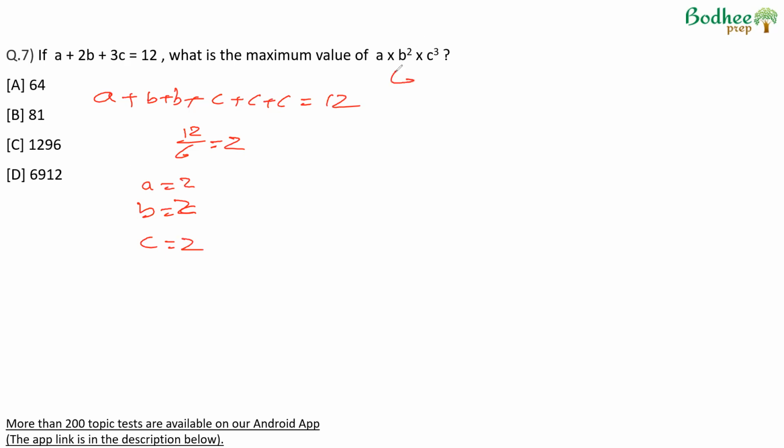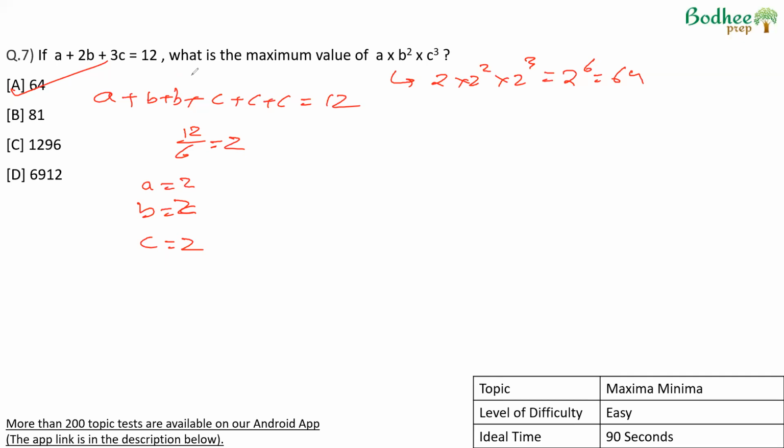And therefore, the maximum value here will be 2 into 2 square into 2 cube, which is 2 raised to power 6, which is 64. Option A. Again, easy question, a minute and a half. Sure shot attempt.